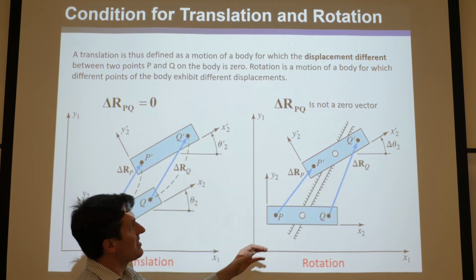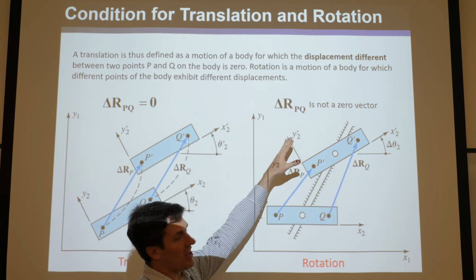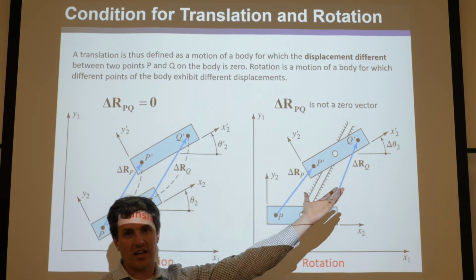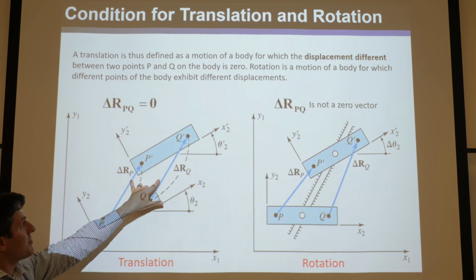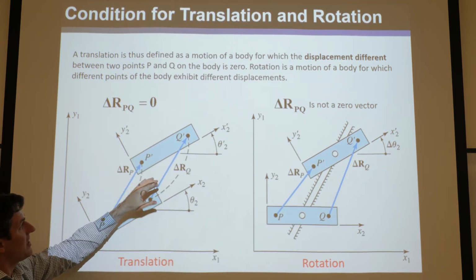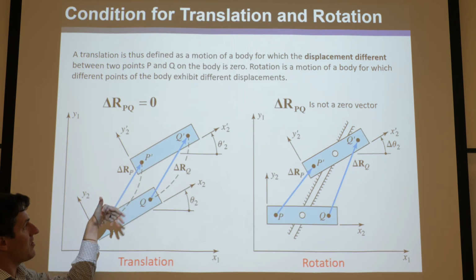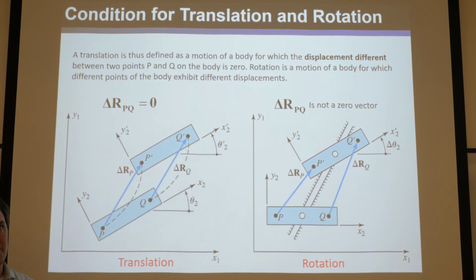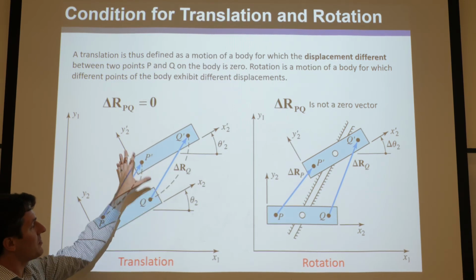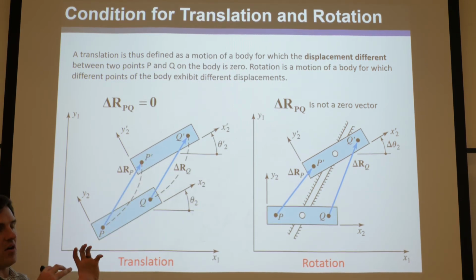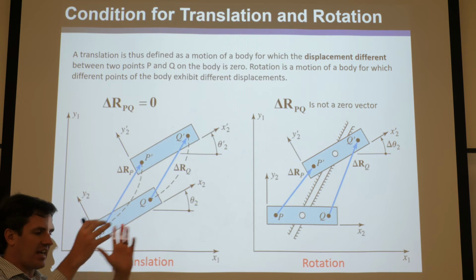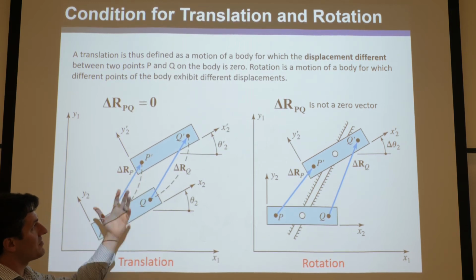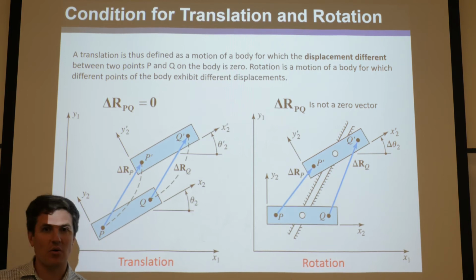But anyway, the point is that if delta rpq, the displacement difference vector of these points, is not 0, then it obviously rotated. If the displacement difference vector is 0 and these points translated, so p and q translated, then these vectors are going to be the same. That means if I take any p or q along this and they all displace the same amount, so they have the same displacement vectors, and you subtract them, they equal 0, that by definition means there was no rotation.